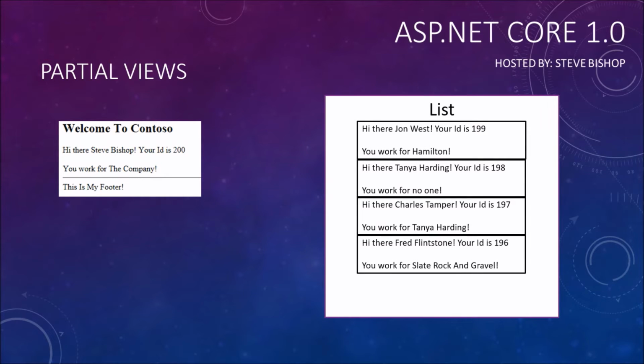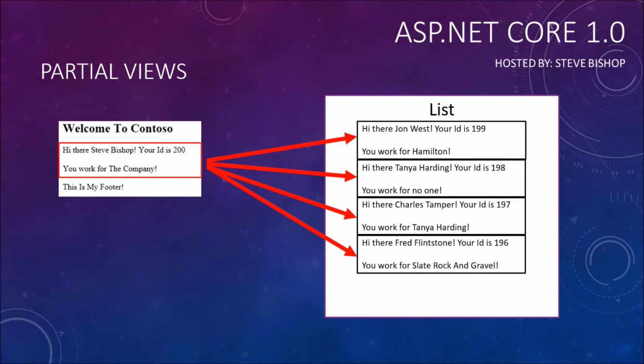So for example, maybe we have this index view where we show the contact information as well as the company they work for, and we realize that we actually want to reuse this perhaps in another view like a list view. So rather than copy and paste the content from our index view and pasting it into our list view, we want to adhere to the DRY principle, or don't repeat yourself. And the partial view allows us to do that.